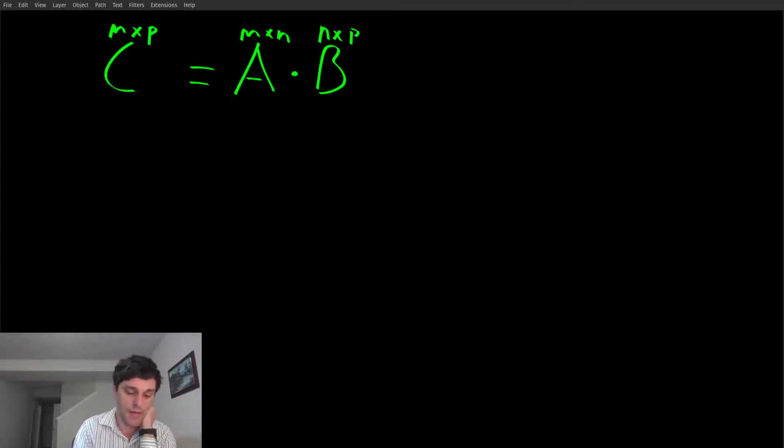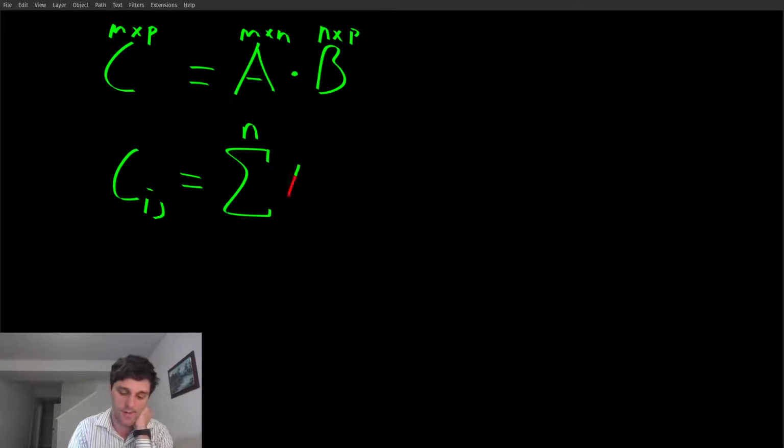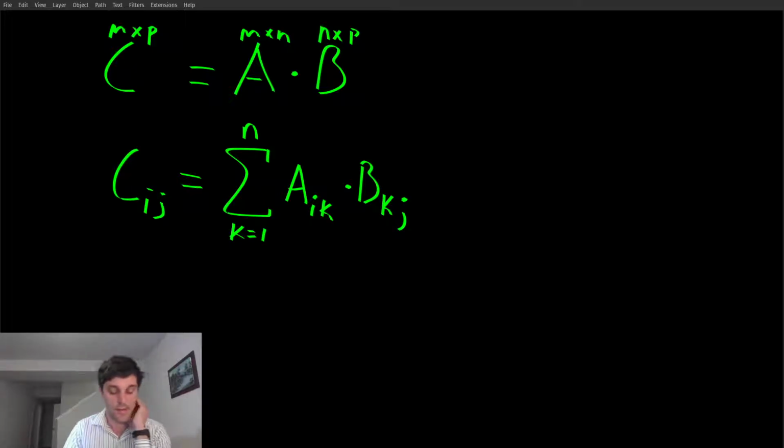And each individual element of this matrix C, for example Cij, is equal to the sum across n of A, I need to give this a name. Let's say k equals 1 to n of Aik times Bkj. Okay. So this is the definition of matrix multiplication.